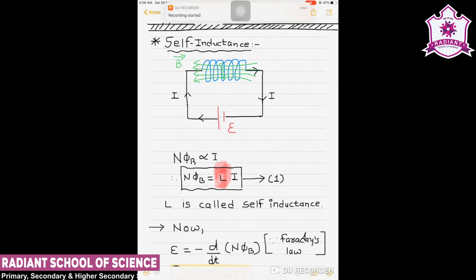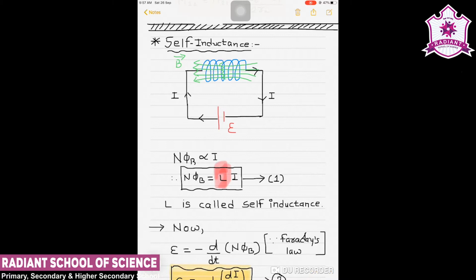Now, self-inductance. As we know, the flux in one solenoid due to the current in the other changes the flux of the coil. It is also possible that an EMF is induced in a single isolated coil due to the change of flux through the coil by means of varying current through the same coil. This phenomenon is called self-inductance.